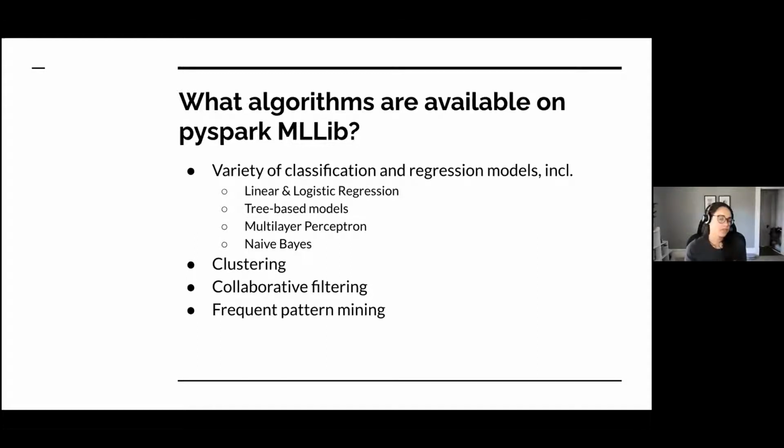MLlib is PySpark's machine learning library, and it's got a variety of classification and regression models in it, including linear and logistic regression, tree-based models, so plain decision trees, random forest, gradient boosted trees, multi-layer perceptrons, naive Bayes, clustering algorithms, collaborative filtering, and frequent pattern mining. So it's got a fairly good selection.